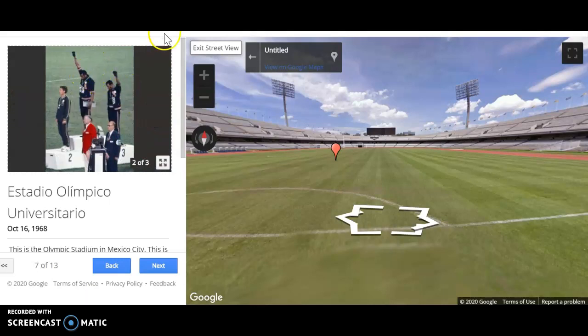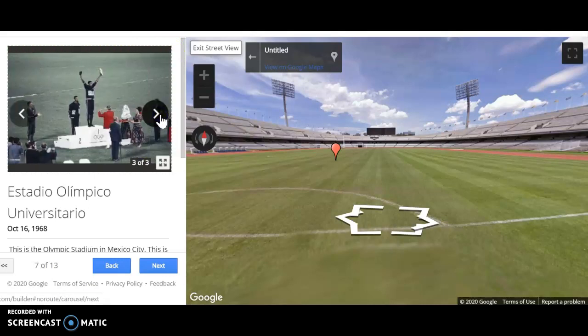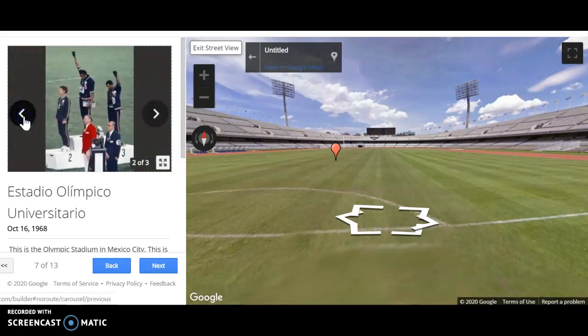This was considered a political statement, and there were a lot of people who were not very happy with this. When they were asked about what they did, they said that their point was to show that across the world there was not equality. And so you can see those demonstrations there. People were really upset with them. They had their medals stripped when they came back to the United States. But what they wanted to show was, even in 1968 in the United States, there was not equality.